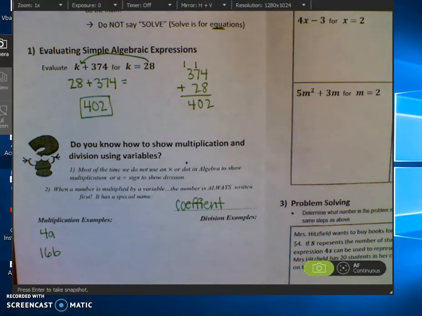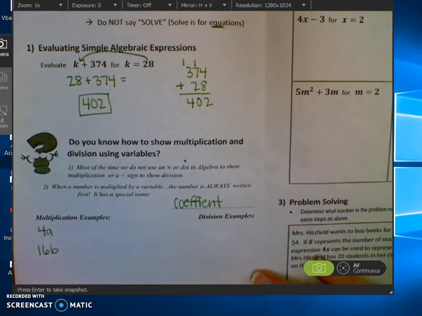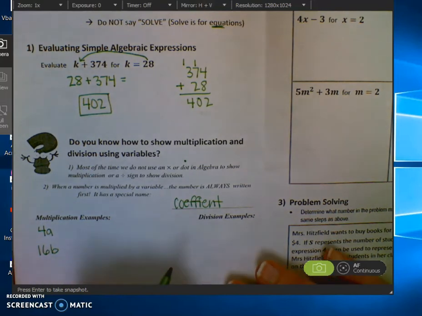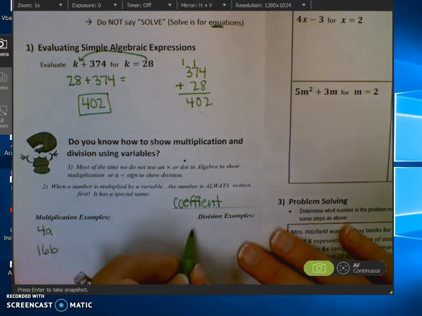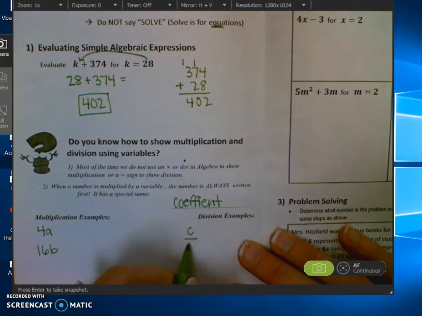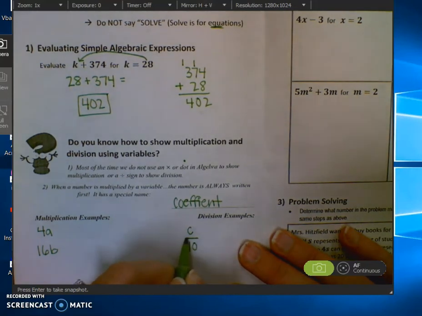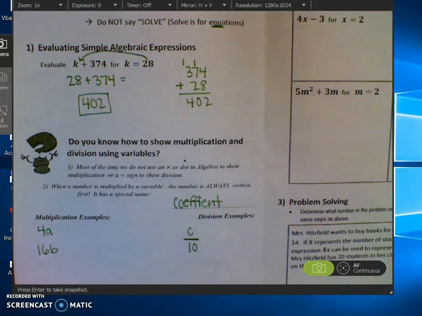And for division, sometimes we use the division sign, but most of the time in algebra, for example, if we wanted to do c divided by 10, we would do it as a fraction bar. So you should recognize the fraction bar as a division sign, another way to show division. So this is the same thing as c divided by 10. The fraction bar represents division.